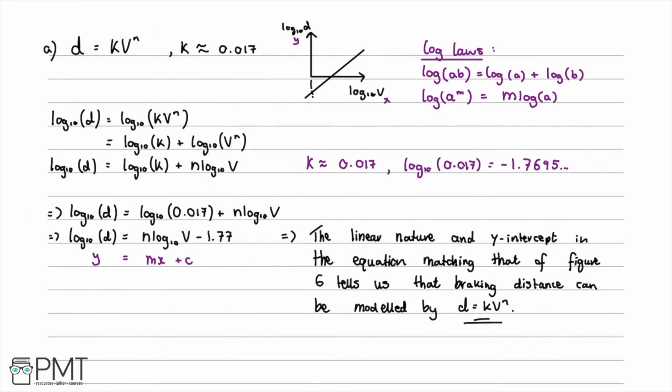So in this part of the question, there was 3 marks on offer, and we received our first mark for successfully working out what the value of k was, and we receive our second mark at this stage here, where we write out the equation in terms of log base 10 of d and log base 10 of v. And then we receive our third and final mark for this concluding statement down here in the corner.